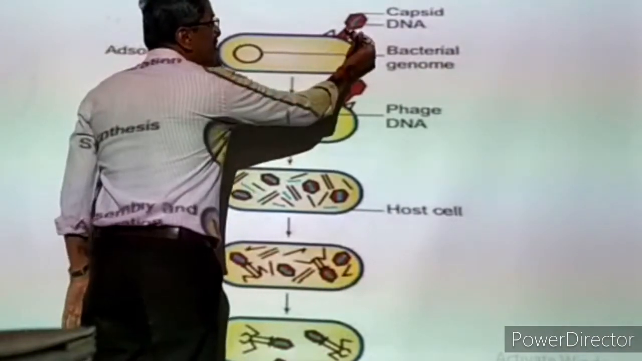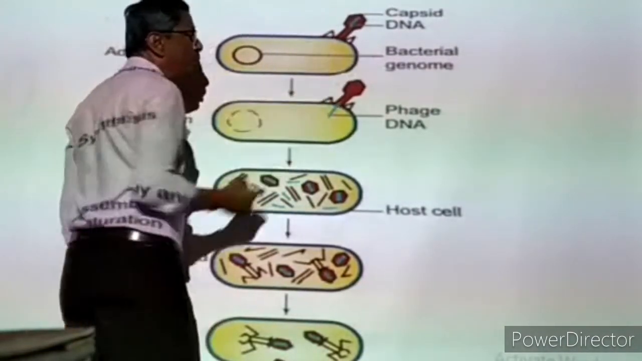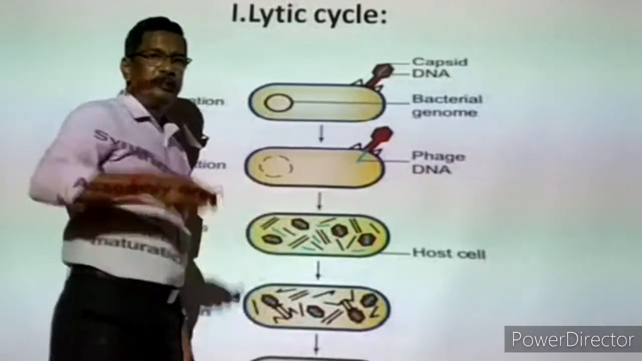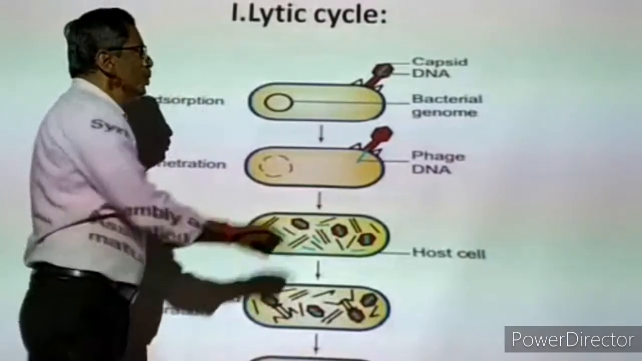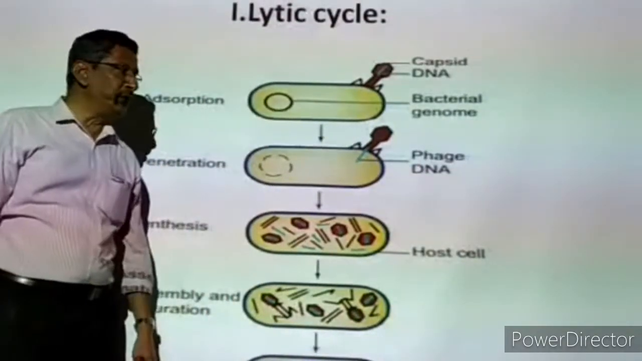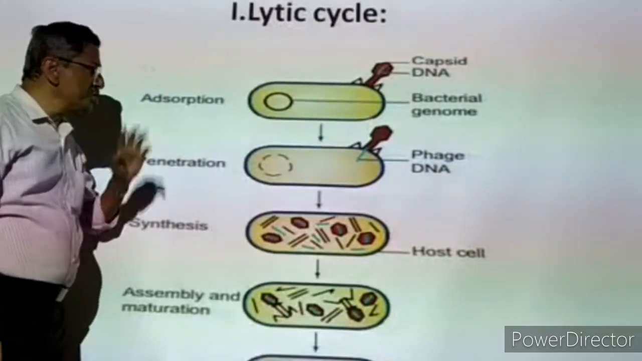Now the lysozyme enzyme is here. It is slowly coming and touching the wall of the bacterial cell and making a passage, making a hole. Now once the hole is formed, the adsorption is over, attachment is over. Now we are coming to penetration.